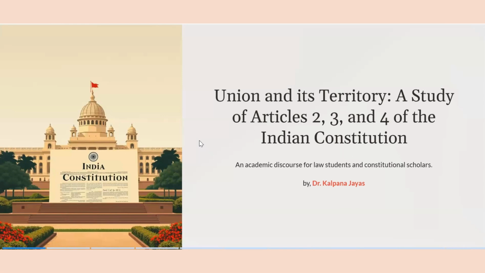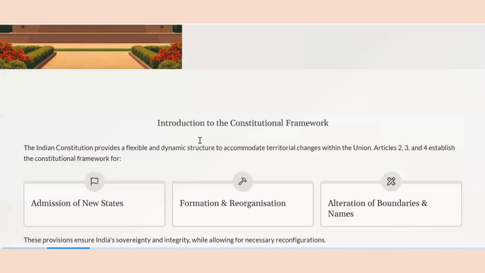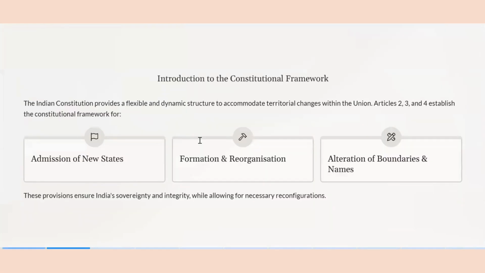Territories of India can be changed, altered. So there is a kind of introduction to the constitutional framework related to three aspects: admission of new states, formation and reorganization, and alteration of boundaries and names. The Indian Constitution provides a flexible and dynamic structure to accommodate territorial changes within the union. Article 2, 3, and 4 establish the constitutional framework for these three aspects.